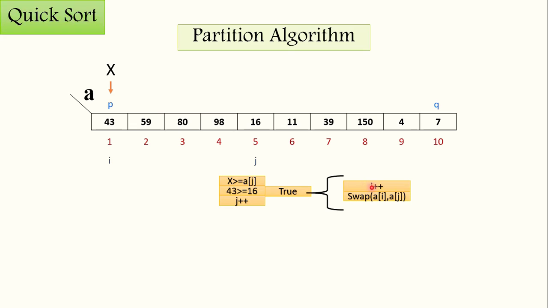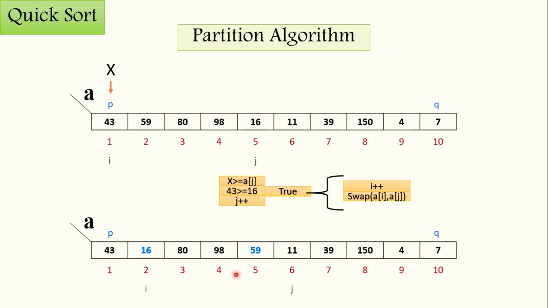I is incremented by 1, which means I becomes 2. Then swap AI and AJ, which means A2 and A5 will be swapped with each other. So 59 and 16 will exchange their values. After swapping, J is incremented by 1, and J becomes 6. So after swapping, we will get this. This is clear.